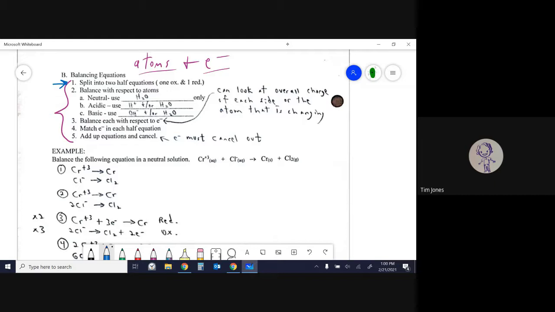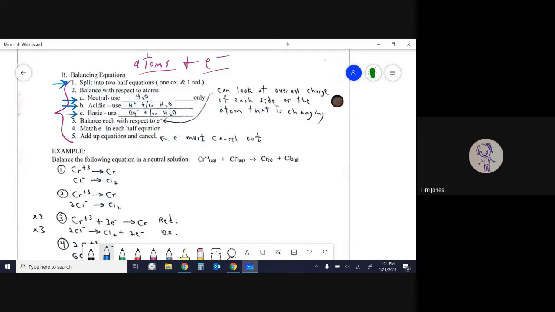Then you get to actually add things sometimes depending on the solution. If it's neutral and water is needed, in other words, if you need hydrogen and oxygen, you can add water into the appropriate side of your half equation. If it's an acidic solution, you can add water and or H+. It's hard to read, but that's H+ right there. And likewise, if it's basic, you can add water and or hydroxide. Sometimes you don't need to add anything, and sometimes you do. It's because you don't see it in the overall reaction. You only see it when you're looking at just the half.